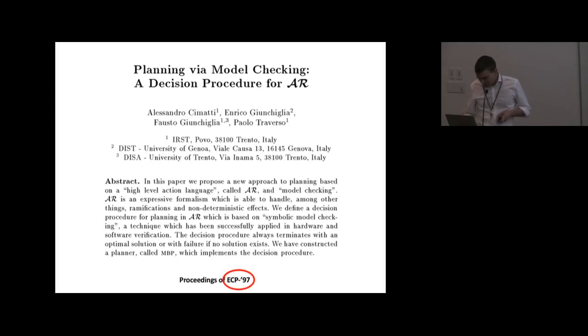Right, so it's the European Conference on Planning. I think it's the grandmother of ICAPS, probably, right? And mainly Paolo Traverso, Giunchiglia, and Alessandro Cimatti were the fathers of this paradigm called planning as model checking. And I will use 2 slides to introduce the concept.